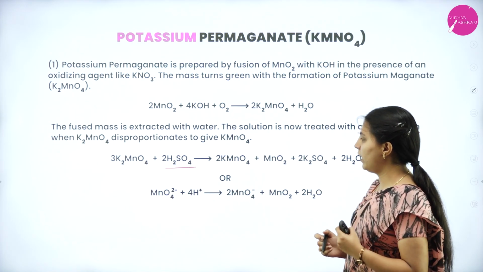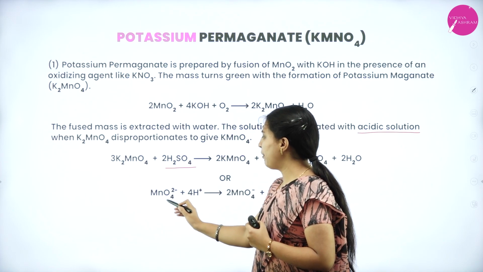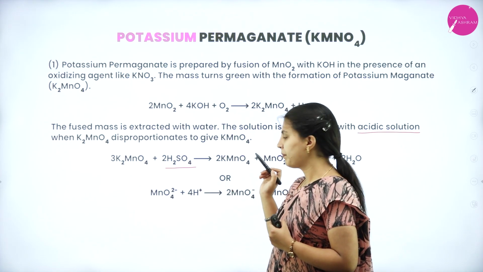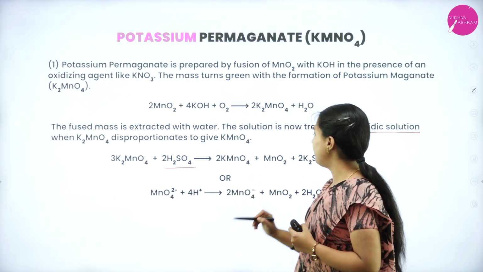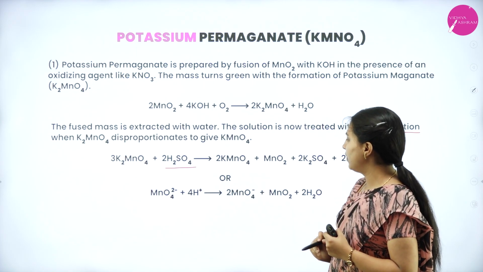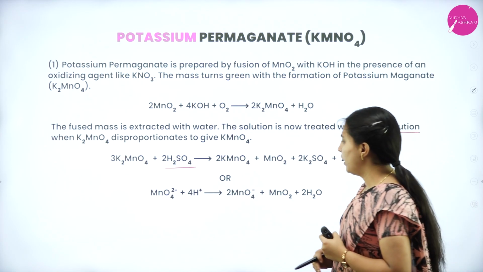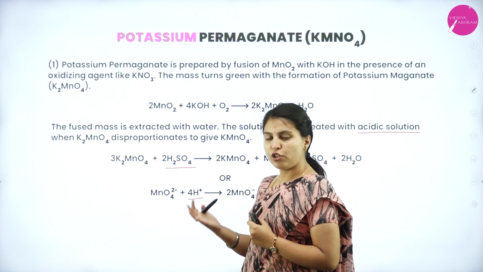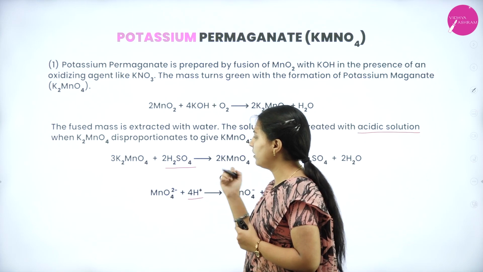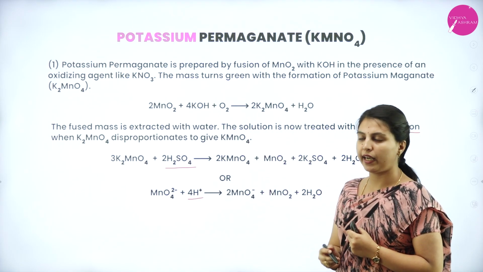You can write it in another way also, that is MnO4 minus in the acidic medium. MnO4 minus will be converted to MnO2 plus water. Okay, H plus is also termed as acidic medium. Here they have used H2SO4 directly.